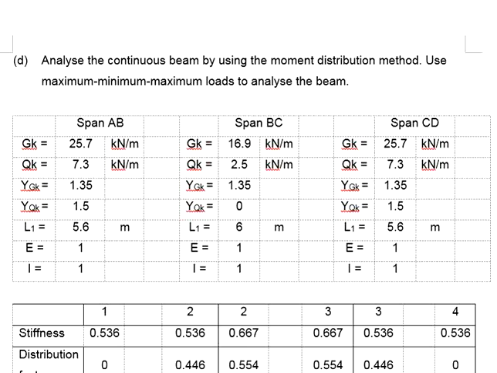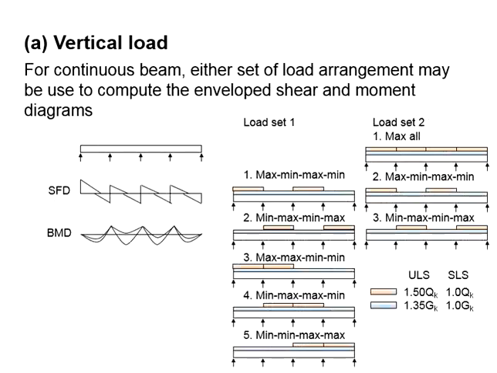Before we look into the question, you know that when analyzing a continuous member, you will need to get the envelope shear force diagram and the bending moment diagram. This is in order for you to acquire the critical moments at different places of the continuous beam. There is no single load arrangement that can give you all the critical shear force and critical moment throughout the entire continuous member. That's why we will need to test with different load conditions.